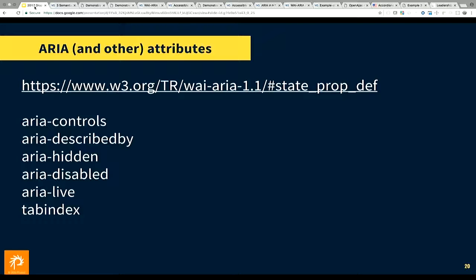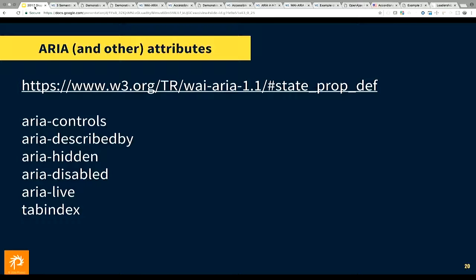So Aria controls, especially when you're doing things with JavaScript, where clicking on an element is going to make another element appear or disappear. You put the ID of the element that's being controlled by the thing that you're clicking on here. And that just helps screen readers know, oh, this area of the page is probably going to change when someone interacts with another area.